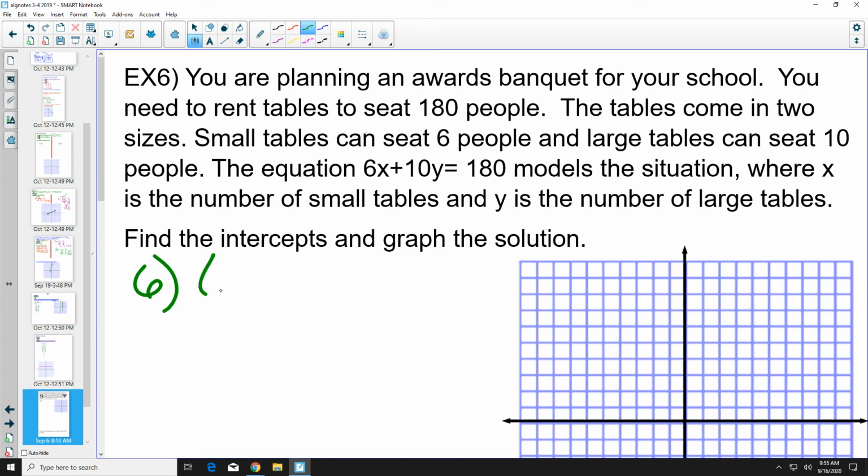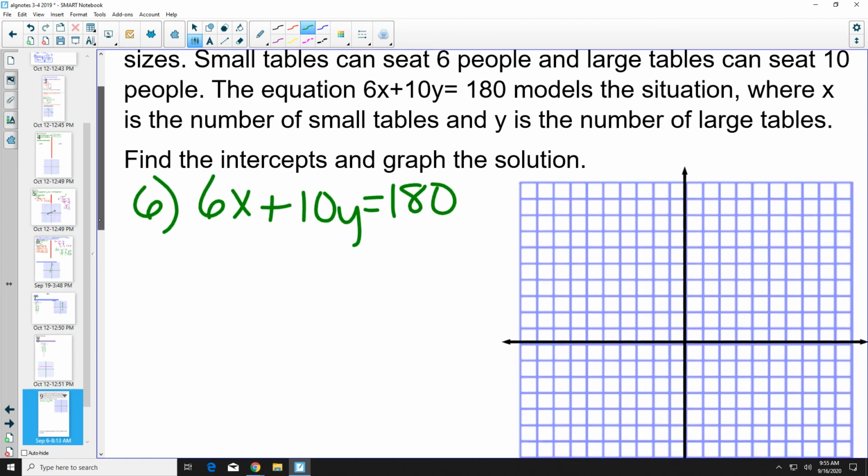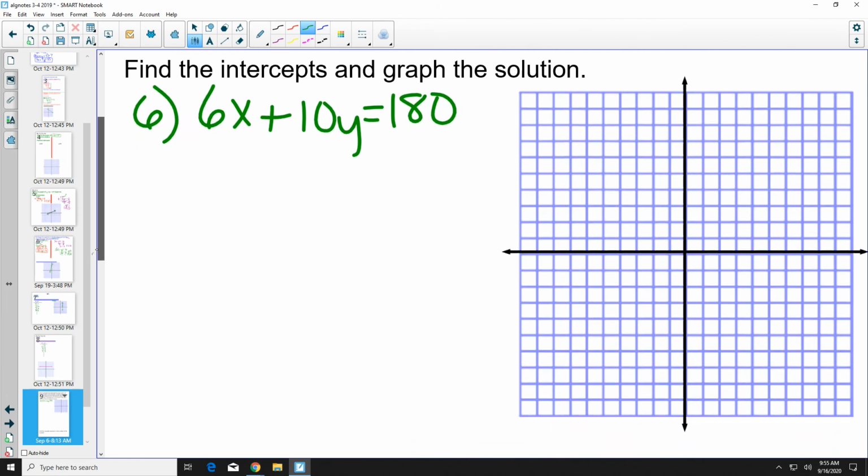Okay, so do this with me. Put 6x plus 10y equals 180. Okay, there's our equation. I want you to pause the video and find your x-intercept by putting 0 in for y, and then find your y-intercept by putting 0 in for x. Pause now. When you get done, hit play.